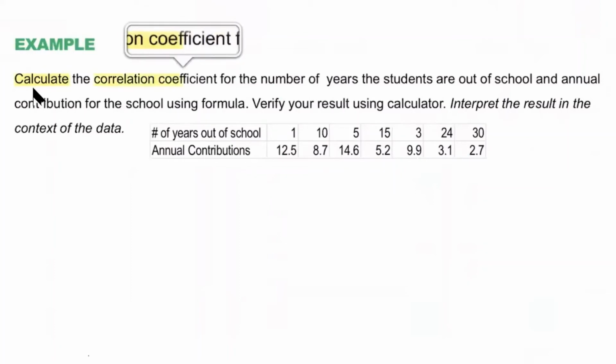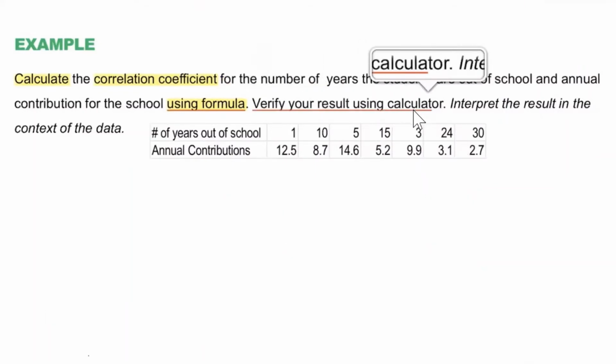We are not asked to find it using a calculator or anything. We are asked to calculate the correlation coefficient, okay? And we have to calculate this using a formula. Then after we perform that calculation using a formula, we are asked to verify the result using a calculator. And we are asked to interpret this in the context of the data. And you can see here, let's look at the data, what is given here.